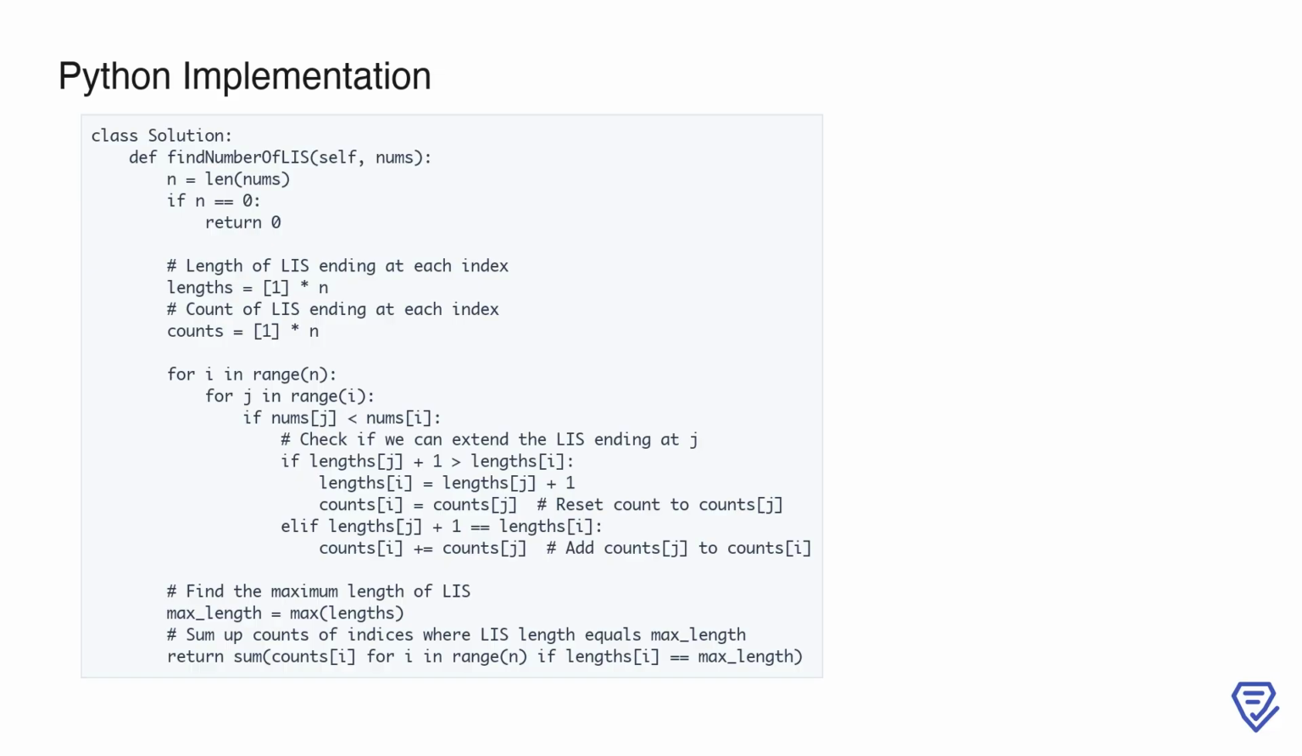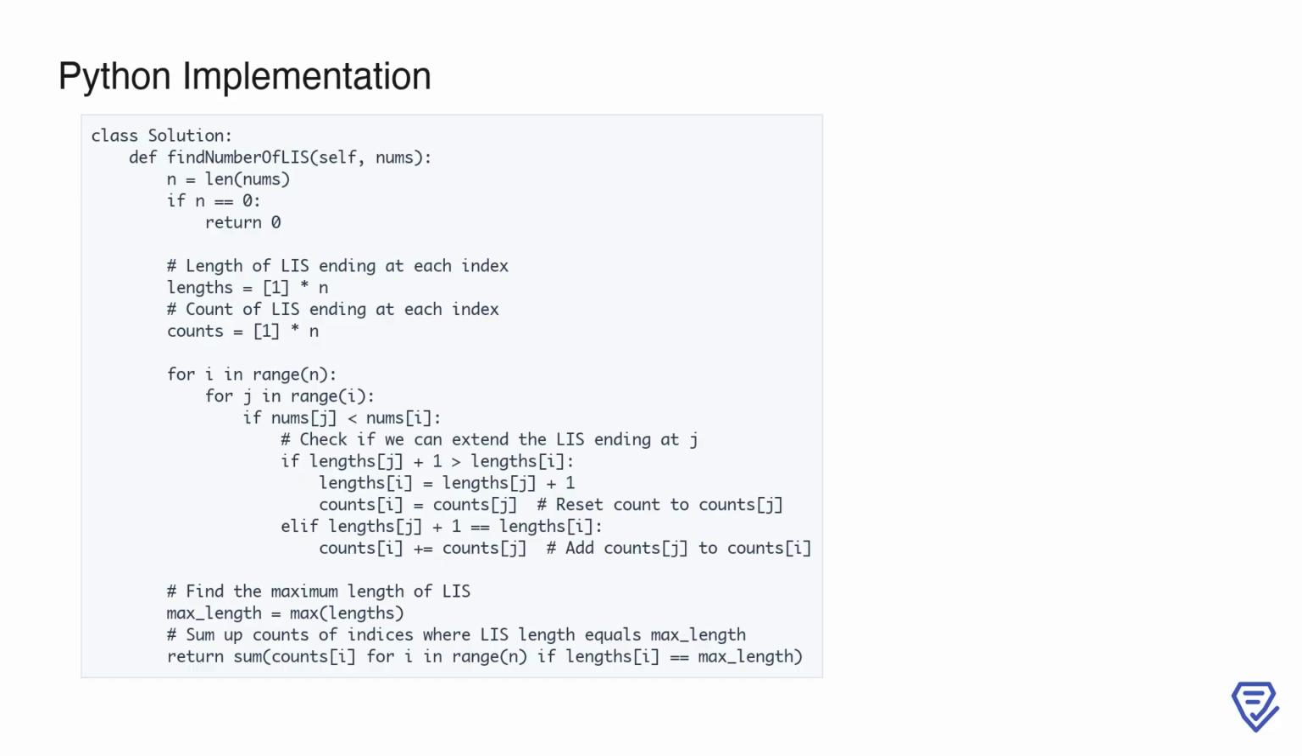2. Initialization. Lengths: an array where lengths[i] represents the length of the longest increasing subsequence ending at index i. It is initialized to 1 for all indices, as every single element is a subsequence of length 1. Counts: an array where counts[i] represents the number of longest increasing subsequences ending at index i. It is also initialized to 1, as there is initially one subsequence, the element itself, for each index.